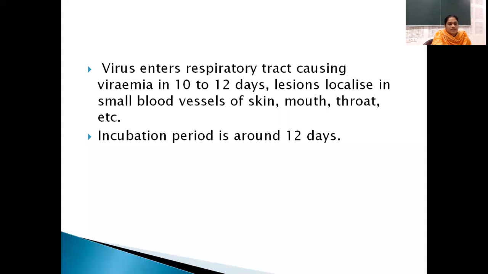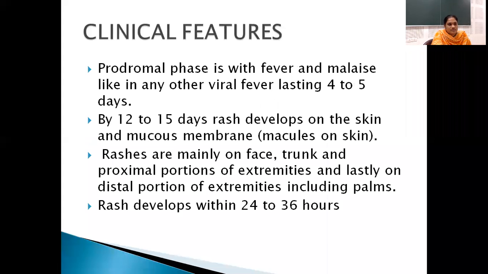The lesions localized in the small blood vessels of the skin, mouth, throat, etc. And the incubation period is around 12 days. So the prodromal phase is with fever and body pains and lasts for around 4 to 5 days. But by 12 to 15 days, the rash develops over the skin and the mucosal membranes. The rash mainly affects the face, trunk, and the extremities, the distal and the proximal parts of the extremities, including the palms. The rash develops within 24 to 36 hours.